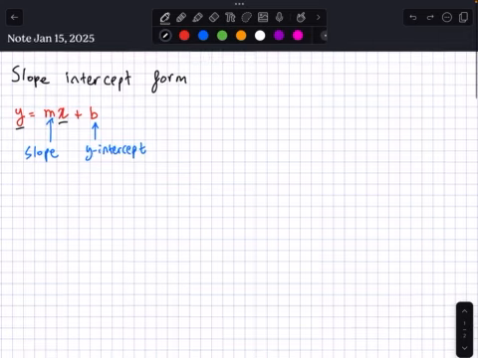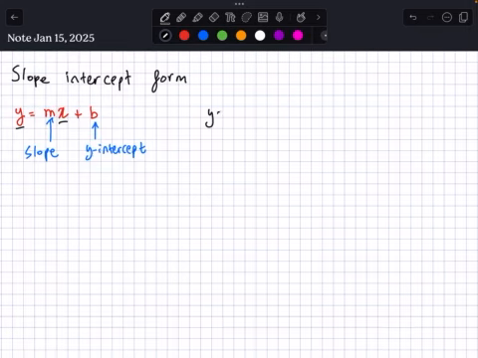So let me give a concrete example. Suppose we have the equation y equals 2x plus 3. This equation is in slope-intercept form because we have our two variables and the coefficient for our x plus the number on the other side of the equal sign to y, which tells us that this equation is in slope-intercept form. So that means our m value here is 2, so we have a slope of 2, and our b value here is 3, so we have a y-intercept of 3.